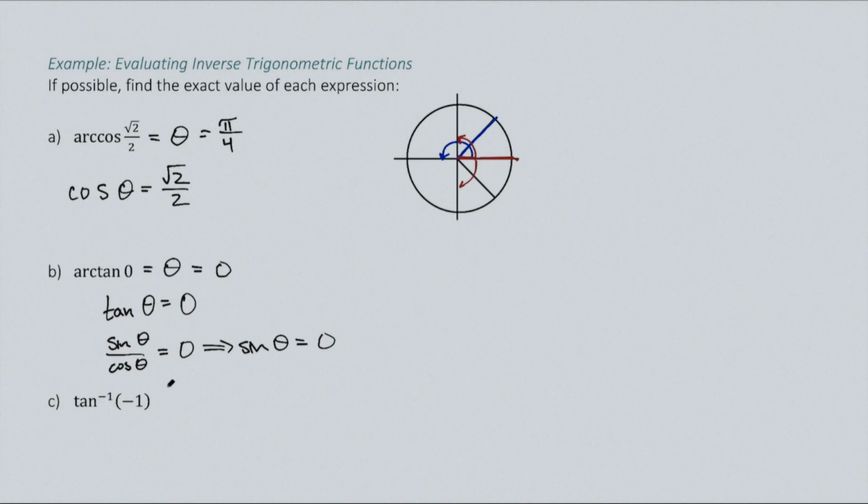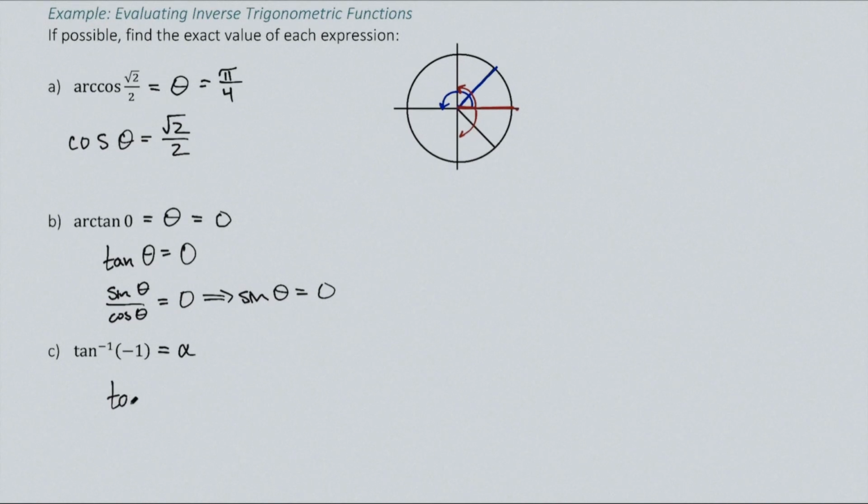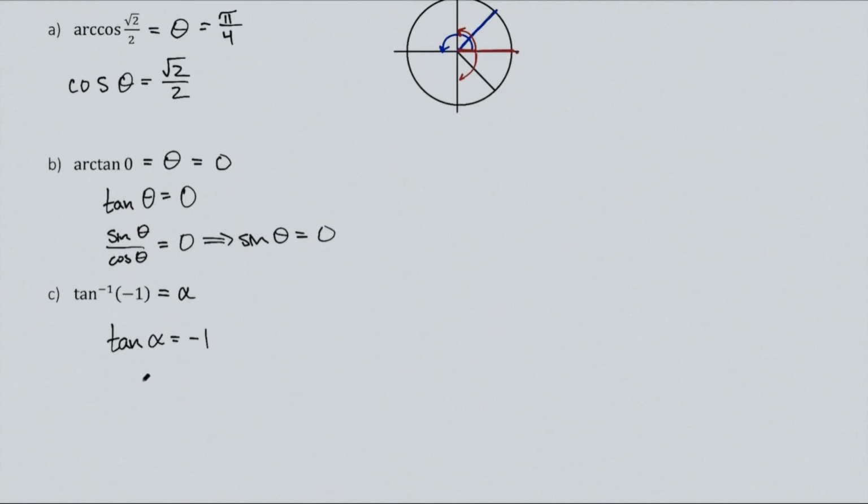Finally, the arctangent of negative 1. Again, if this is equal to an angle, I'm going to call it theta. We'll mix it up a little bit. This means that tangent of the angle theta is equal to negative 1. If I think of this as sine over cosine, I've got sine alpha over cosine alpha equals negative 1. And then multiply both sides by cosine alpha. We're looking for when sine of alpha is equal to the negative cosine of alpha.